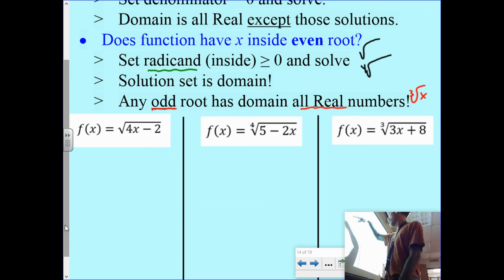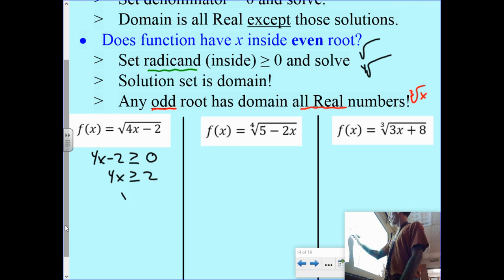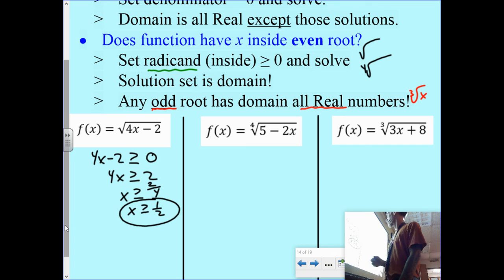So again, you don't care about anything on the outside. All you care about is the inside. So we have 4x minus 2 greater than or equal to 0. Just solve it, just like you do anything else. So 4x is greater than or equal to 2, and then x is greater than or equal to 2 over 4, which simplifies to 1/2. Honestly, that's an inequality, so you're done. You can leave it like that if you want to. If you love interval notation, it would be bracket 1/2 to infinity, because it's going greater than, so it's going to the right as those numbers get bigger.